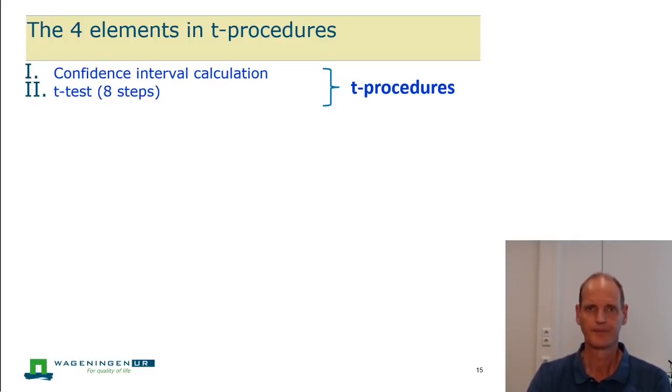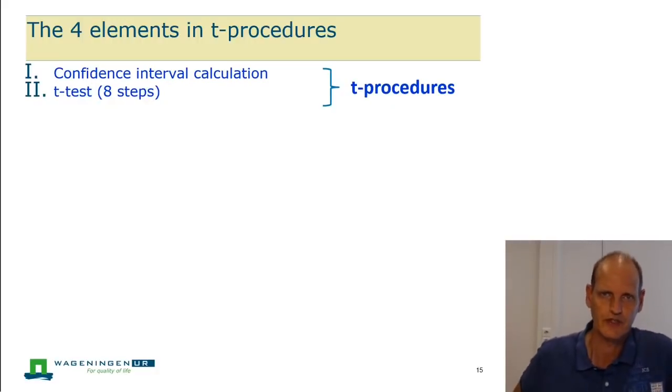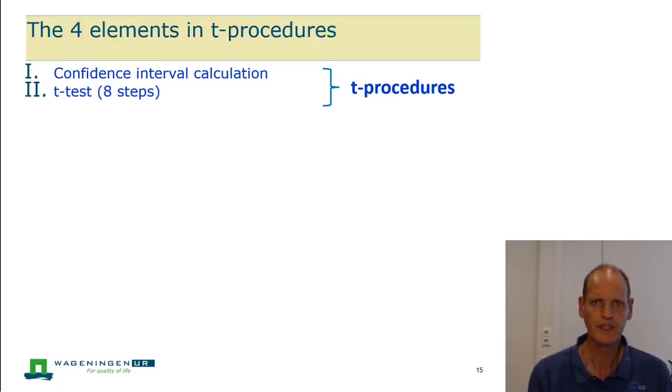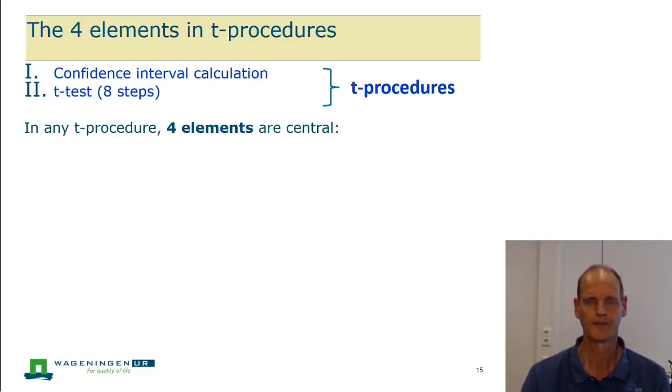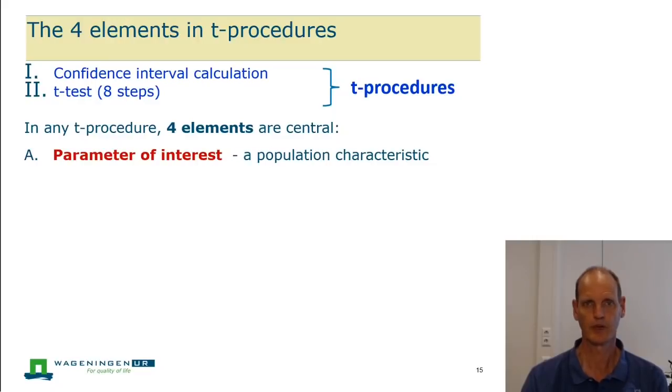An extra topic, a core topic also in today's lecture, is the 4 elements in t-procedures. We need them in confidence interval calculations and in the t-test. In any procedure, 4 elements are central, and we have already named them. The first is the parameter of interest. It's a characteristic of the population, and it's this thing that we want to draw a conclusion about.